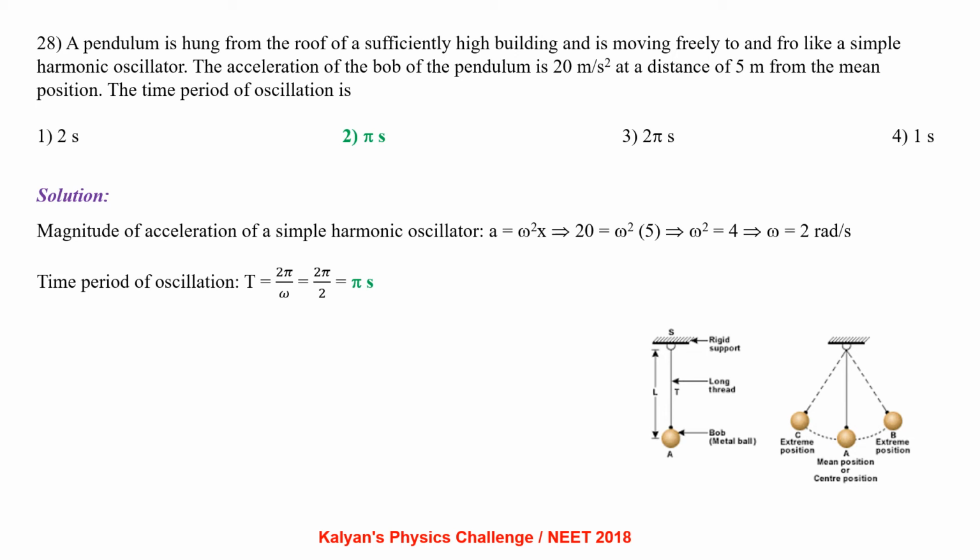Acceleration of a simple harmonic oscillator a equal to omega square x. So from there we get omega is 2 radian per second. Time period of oscillation T equal to 2 pi by omega, which comes out to be pi seconds.